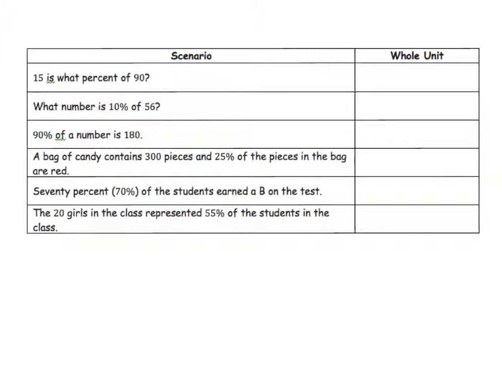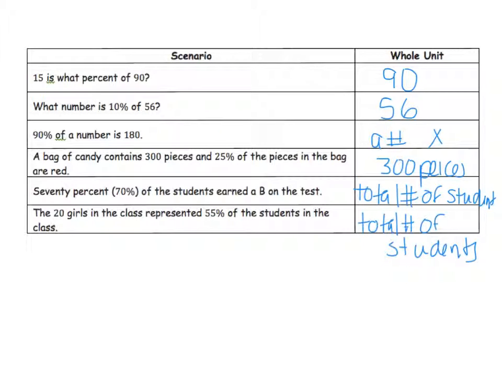So like what we just did, I would like you to read the sentence and then figure out what the whole is. So 15 is what percent of 90? So 15 is just a percent of 90. So the whole unit is 90. All right, I'd like you to pause and read through these and see if you could figure out the whole unit and then come back. All right, let's see how you did. And if you didn't get it right, please correct and think about the right answer compared to yours.